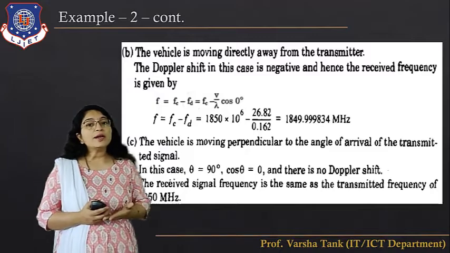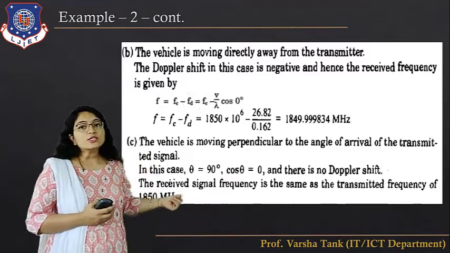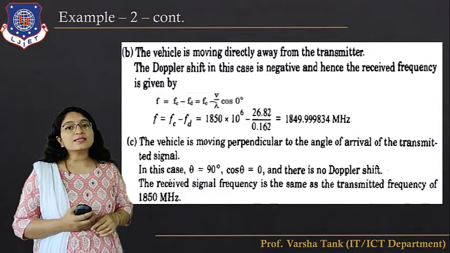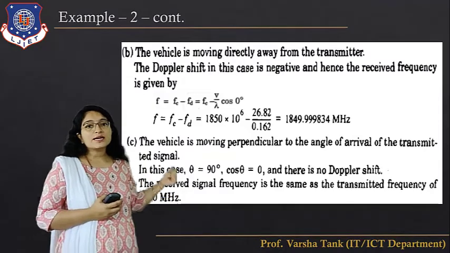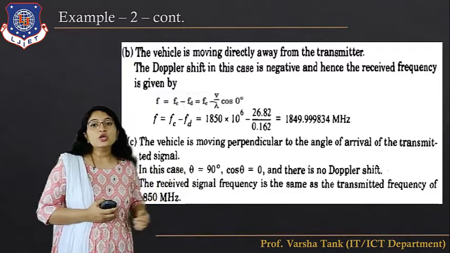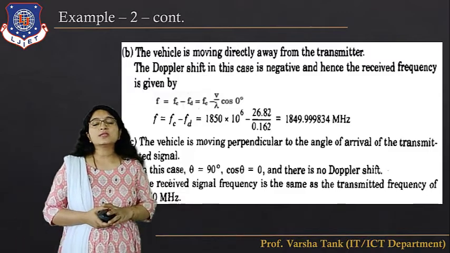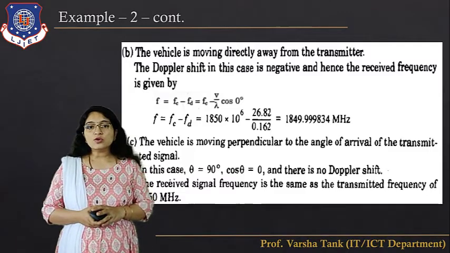Now the third possibility is the vehicle moving perpendicular to the angle of arrival of the transmitted signal. If it is perpendicular, that means the angle is 90 degrees. So in this case theta is equal to 90, cos theta is equal to 0, and hence there is no Doppler shift. The received signal frequency is the same as the transmitted frequency of 1850 megahertz.